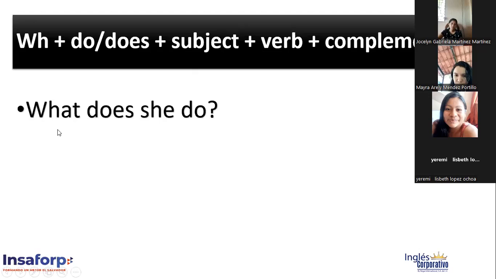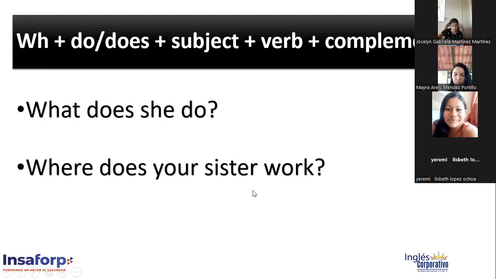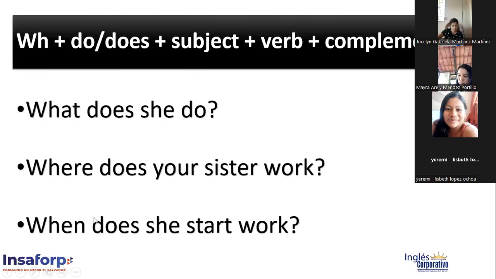For example, what does she do? ¿Qué hace ella? What does she do? Where does your sister work? ¿Dónde trabaja tu hermana? Where does your sister work? When does she start work? ¿A qué hora se empieza a trabajar?